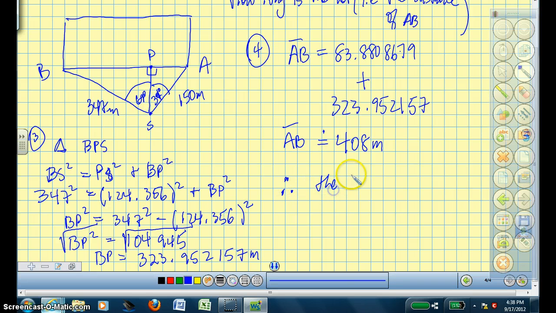Again, just make a concluding statement. Therefore, the lot is approximately 408 meters long.